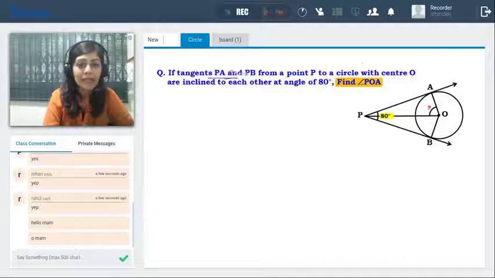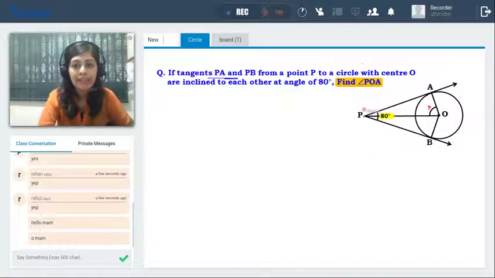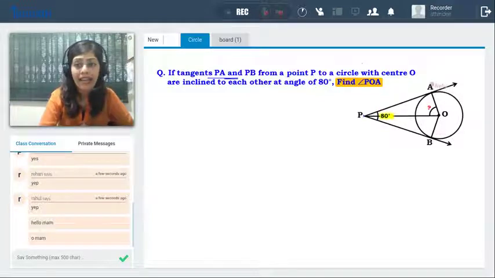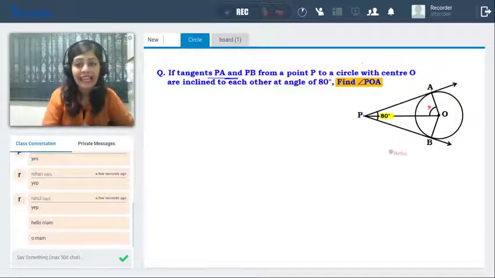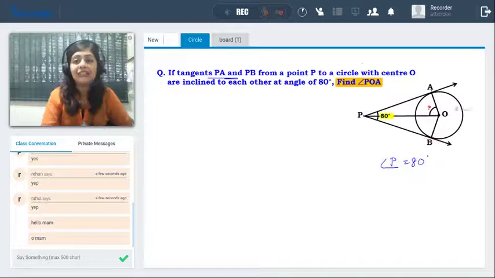If tangents PA and PB, students observe, P is an external point. We have two tangents PA and PB, where A and B are the points of contact. There are two tangents to a circle with center O, inclined to each other at an angle of 80 degrees. So angle P is given to be 80 degrees. What we need to find is angle POA, the angle which has been marked for you.